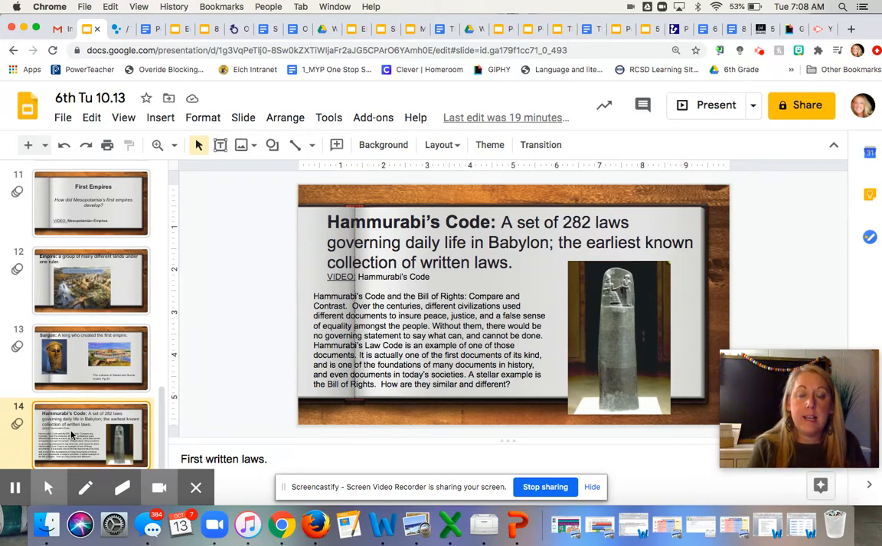The Bill of Rights is part of the Constitution. It's the first 10 laws. So you could compare and contrast the Bill of Rights.